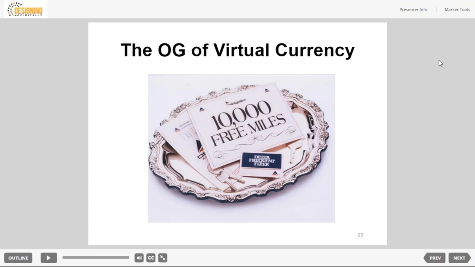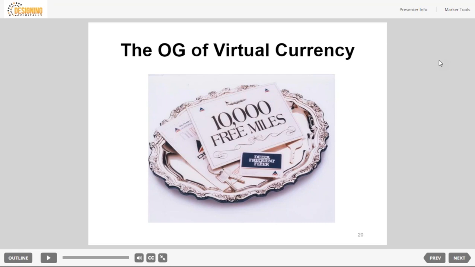You know, the first one that we actually saw as a virtual currency, or what I consider the original gangster of virtual currency, was American Airlines. American Airlines came out with the airline miles. Two weeks later, Delta released their airline miles system, and virtual currency was basically started from the airlines giving away miles.